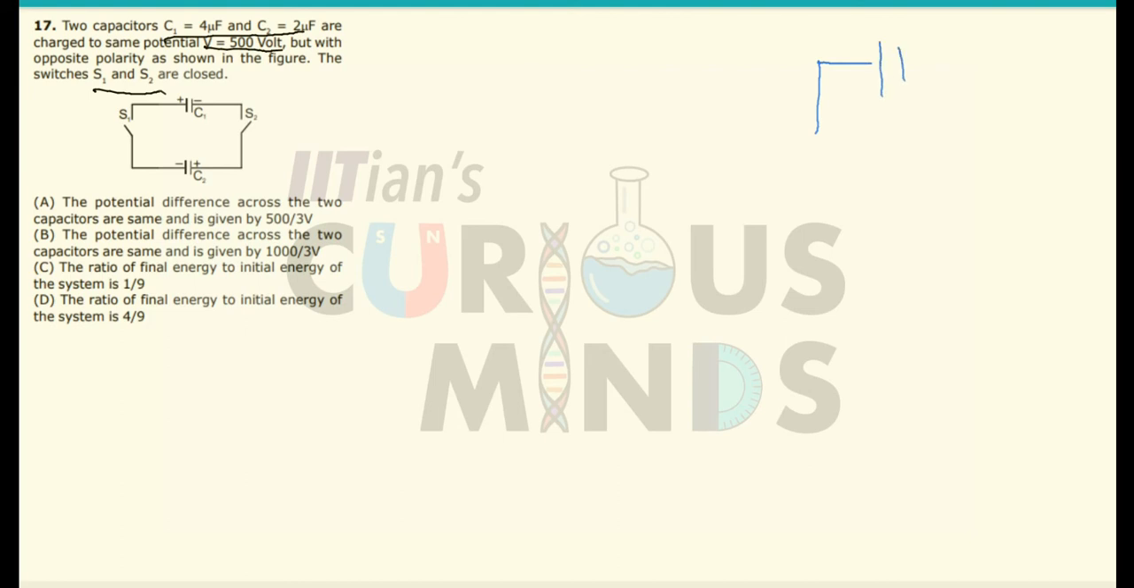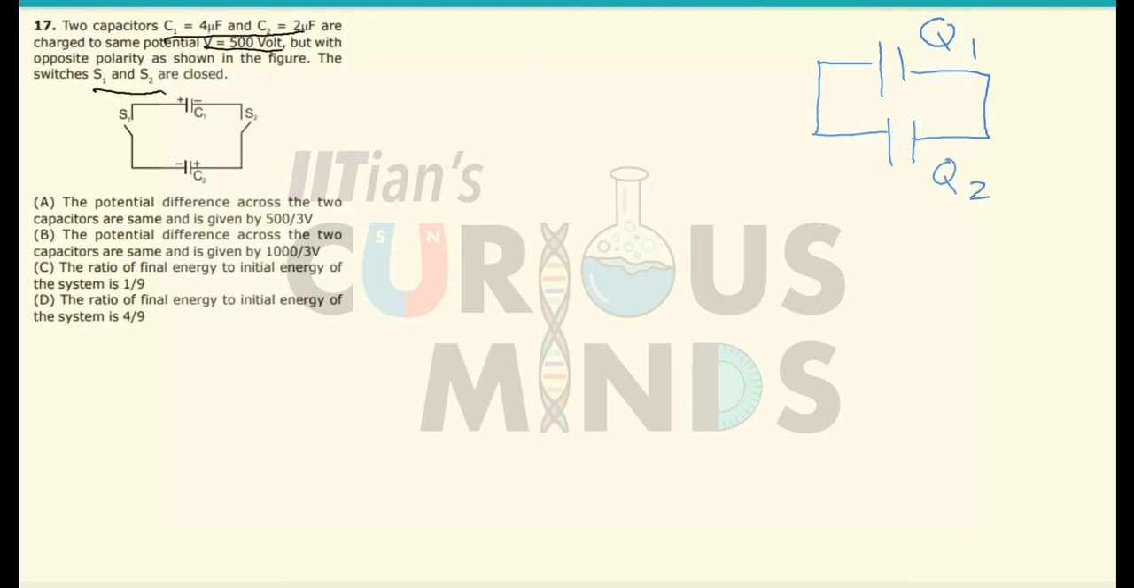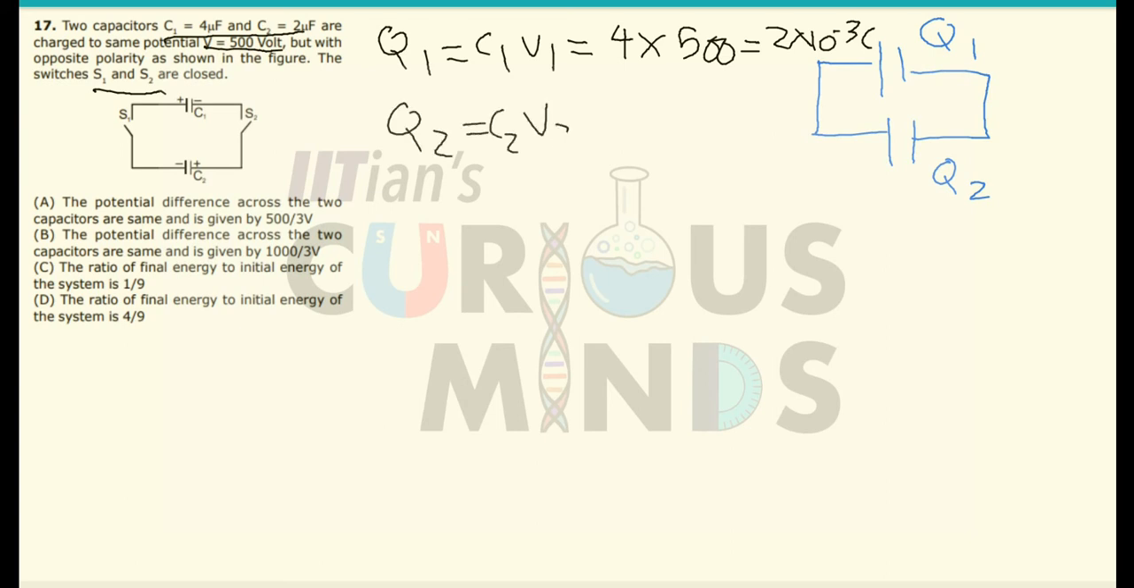If I connect the capacitors in the opposite direction, let me say that the initial charge on the first capacitor is Q1 and the second is Q2, before the charges are transferred from the first capacitor to the other. Now Q1 is equal to C1 into V1, which is 4 microfarad into 500, which will be equal to 2 into 10 raised to minus 3 coulomb, and Q2 will similarly be equal to C2 into V2. This is half of the capacitance, so it will be equal to 1 into 10 raised to minus 3 coulomb.